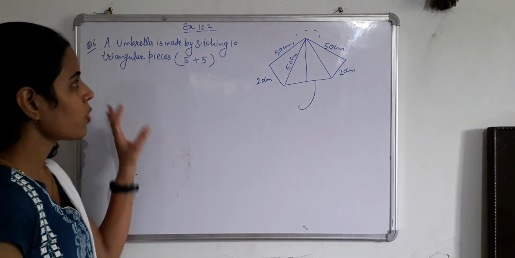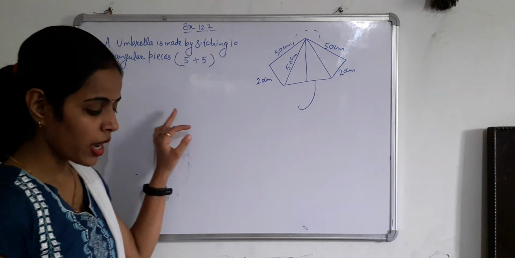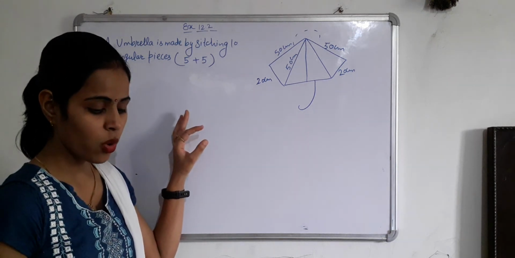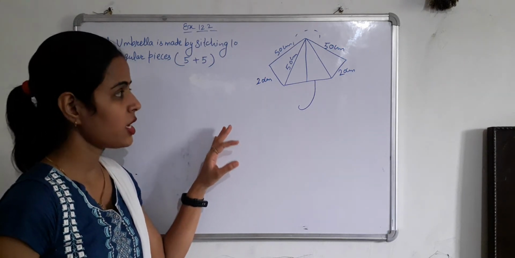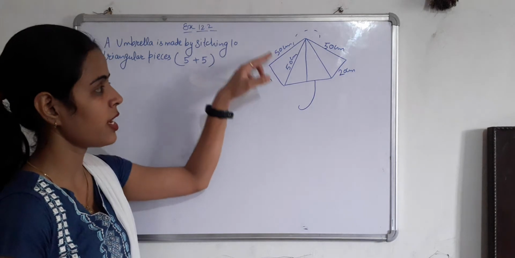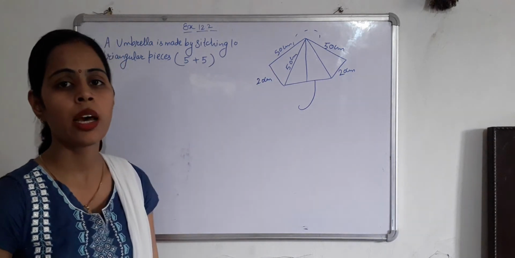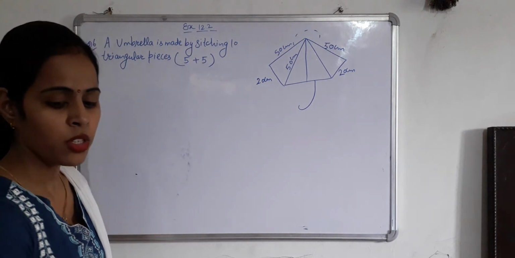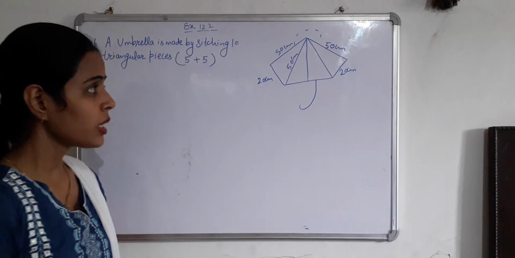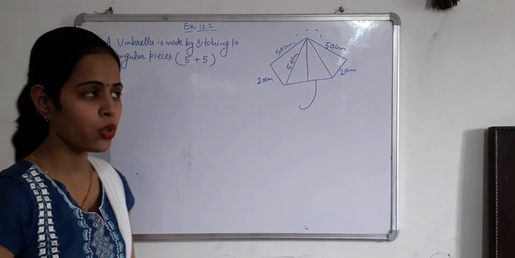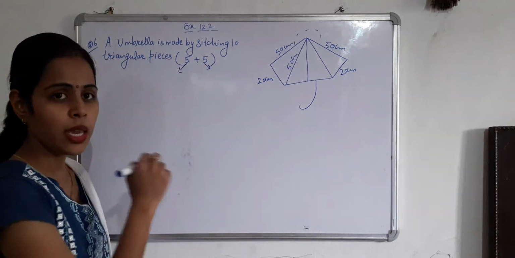Now we are going to ask question number 6, which says that an umbrella is made by stitching 10 triangular pieces of a cloth of two different colors, each piece measuring 20 centimeter, 50 centimeter and 50 centimeter. How much cloth of each color is required? Means you have to find out the area of each color. There are two different colors used. 5 pieces have the same color and another 5 pieces have the same color.